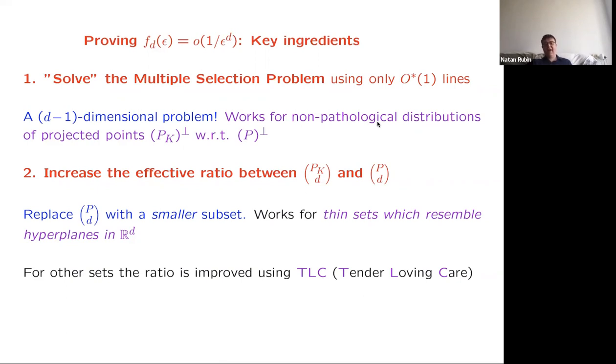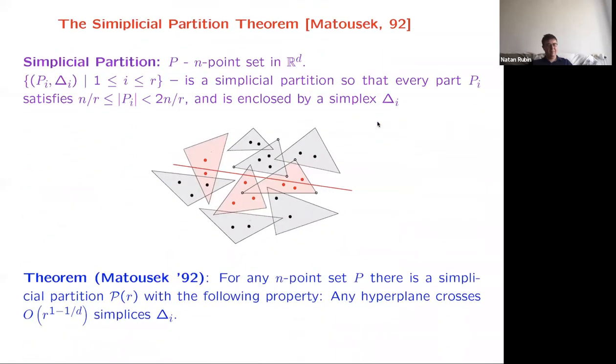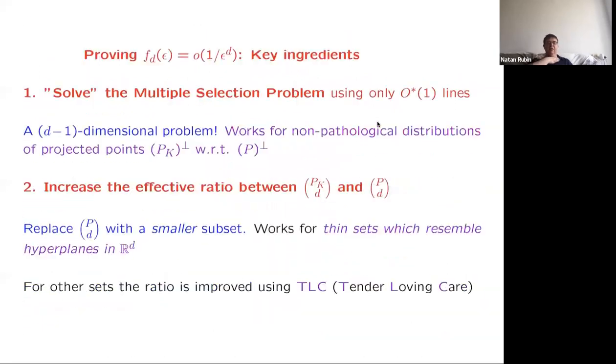And for the rest, we adopt a different recursive approach, and we also seek to improve the effective ratio between the simplices that live within our convex set versus all simplices spanned by the underlying point set. So we seek to replace the general pool of simplices by something much smaller, and this is possible at least for convex sets which resemble hyperplanes, and for the rest we follow a more subtle approach. While the first step is exactly the extension in dimension D minus one, the second works in dimension D.